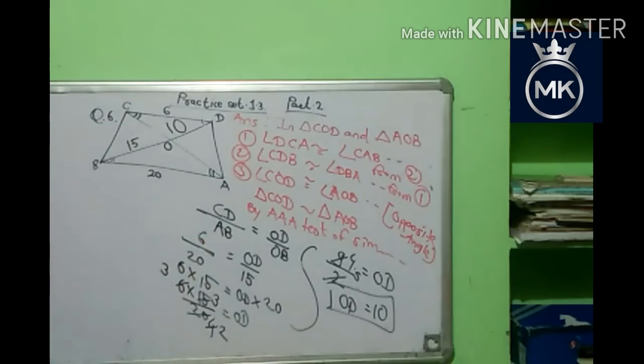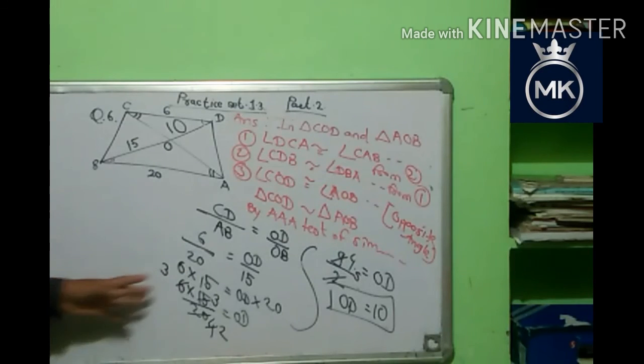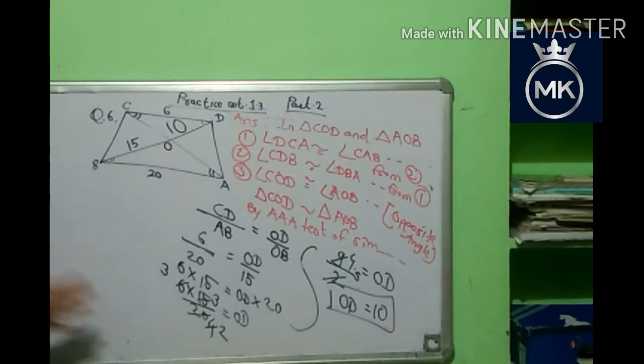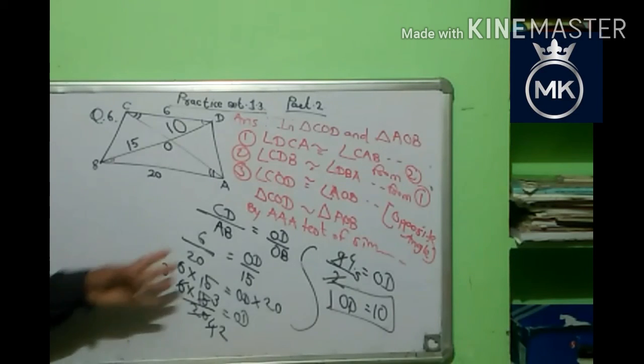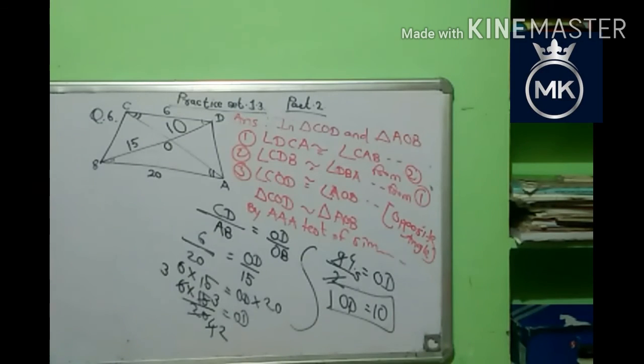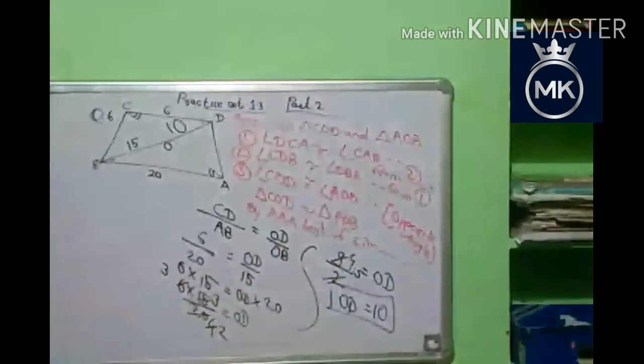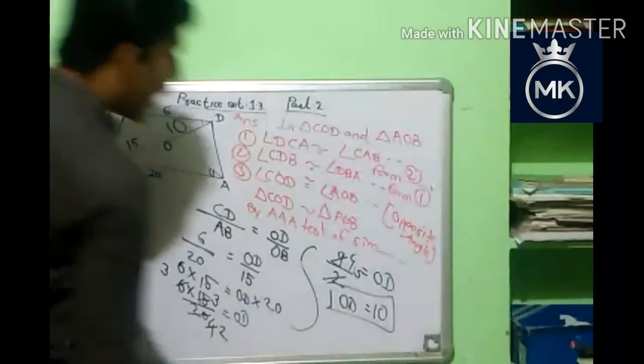We have cross multiplication when we put the values. Then 6 into 15 by 20. 5 4s are 20, 5 3s are 15. Then 2 2s are 4, 2 3s are 6. 3 3s are 9 by 2. Then 9 by 2 is equal to 4.5. So we have found the value of OD here.